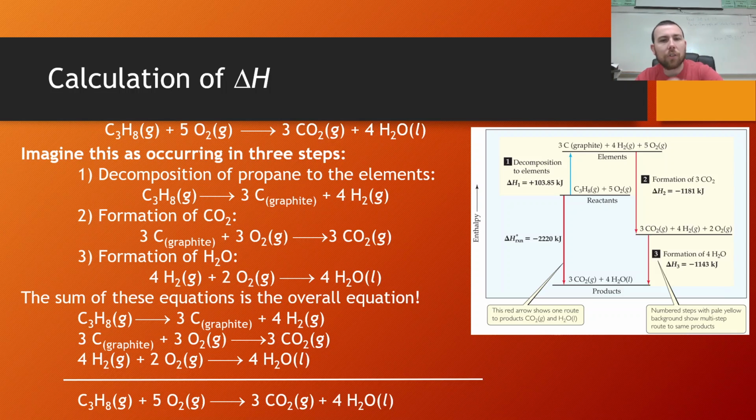So we already saw this particular process, right? We saw this reaction previously, and we said that it released around 2,220 kilojoules per mole. Well, instead of saying it happened in a 1-step process, let's say that it happened in 3 steps. Let's say that the first step is the decomposition of propane. The second is the formation of carbon dioxide. And the third one's the formation of water. And so you've got each of those reactions present there.